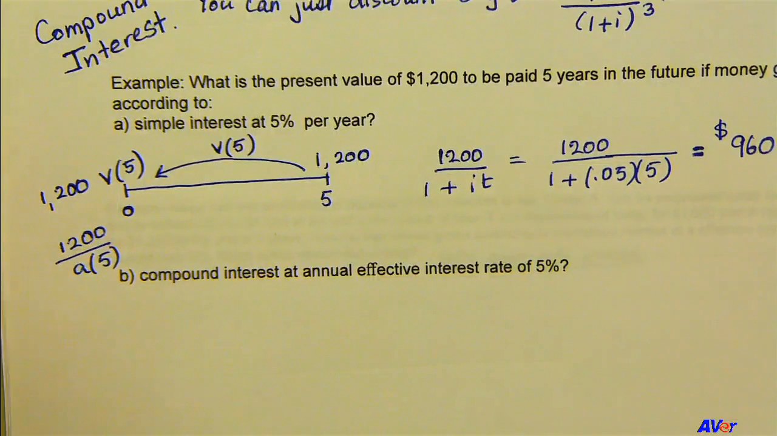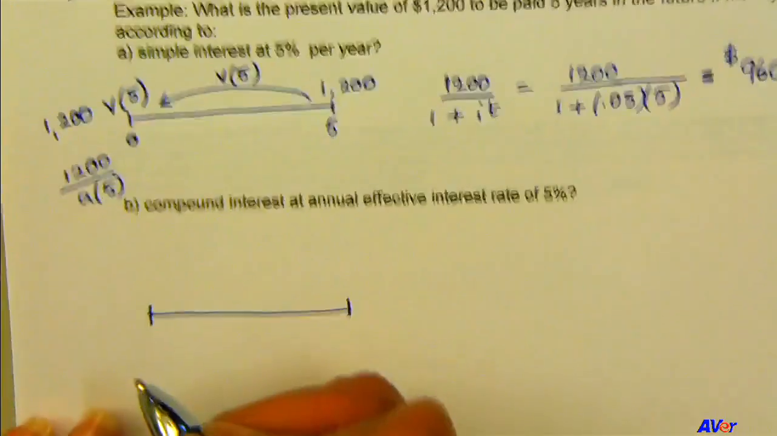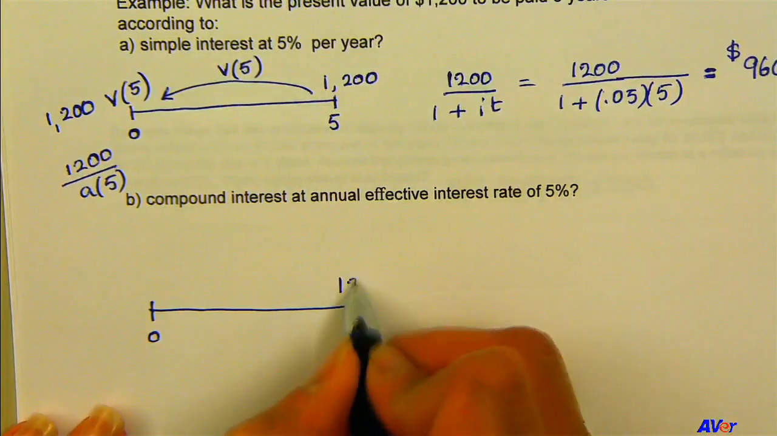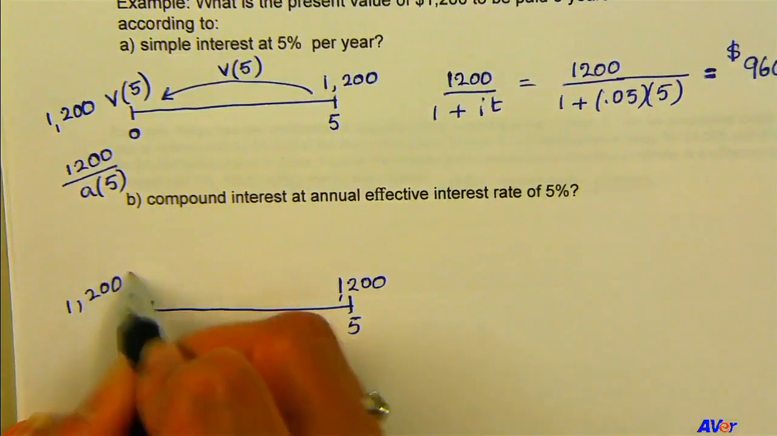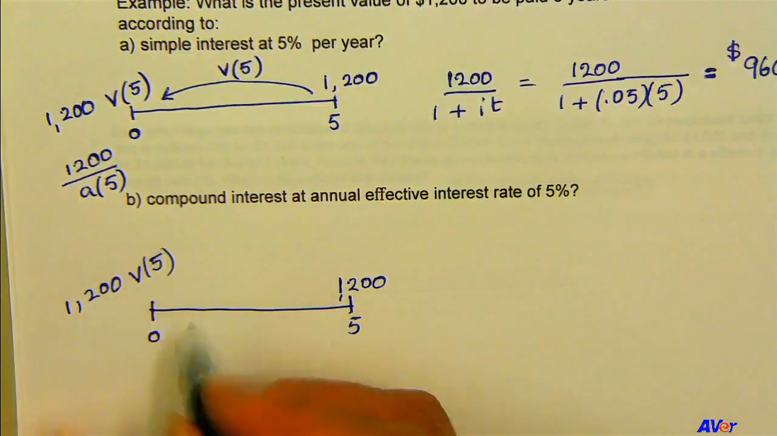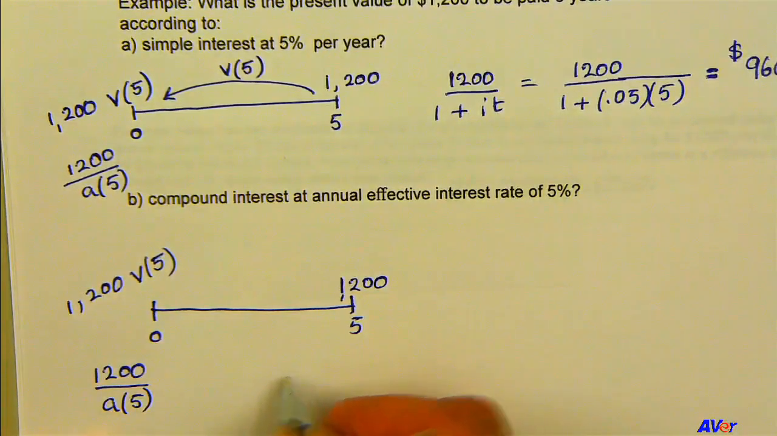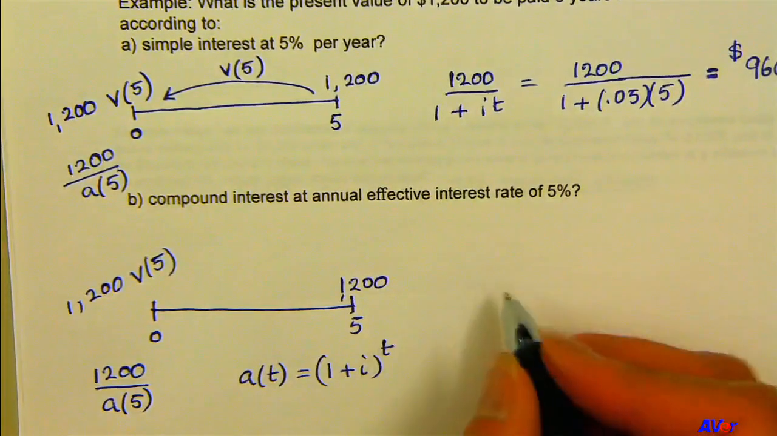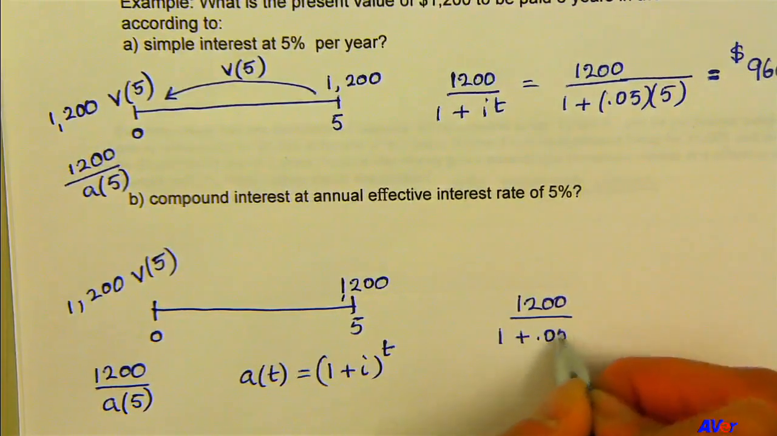Next one. What if it were compound interest, not simple interest? Then what would I have? Let me draw another picture. Compound interest, time 5. I want $1,200. So this again would be 1,200 V of 5, which would be 1,200 over A of 5. And since A of t for compound interest is (1 plus i) to the t, my answer would be 1,200 divided by (1 plus 0.05) to the 5.